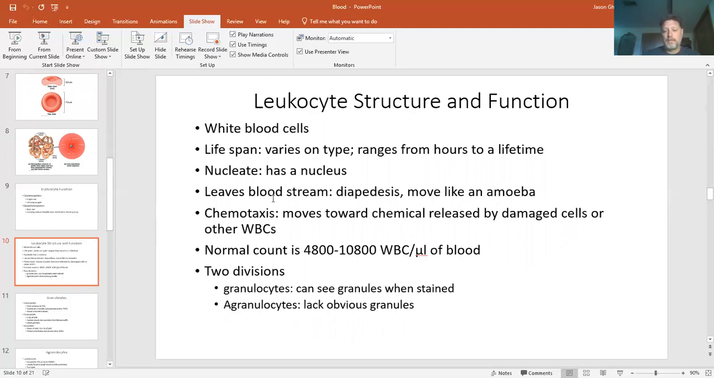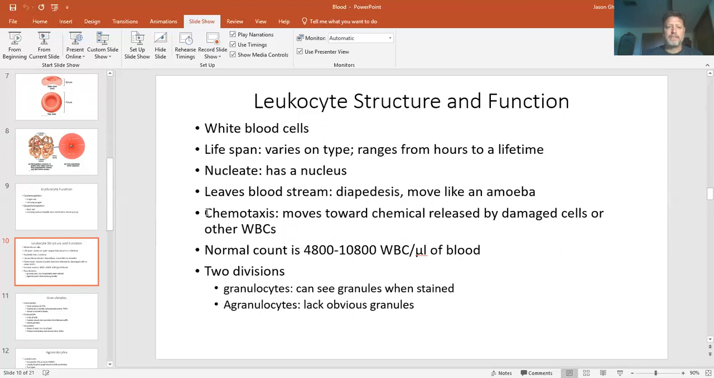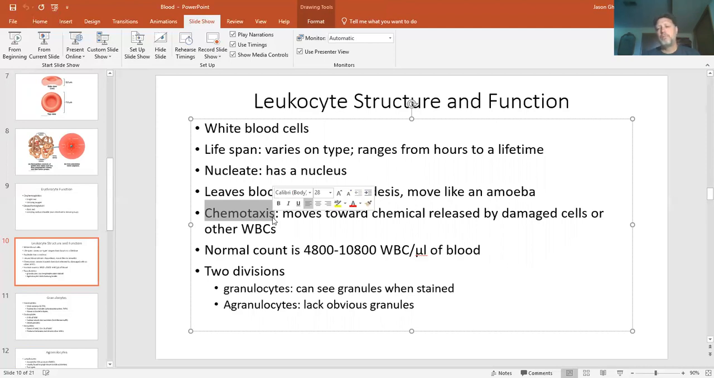Red blood cells always stay inside of the blood vessel. They don't leave the blood vessel unless there's a break. White blood cells leave the blood vessels through a process called diapedesis. If you've ever seen an amoeba move under a microscope, that's kind of what they do. They just kind of stretch out and pull themselves along. And then they go through a process called chemotaxis. That means they're moving based on chemicals in the environment.